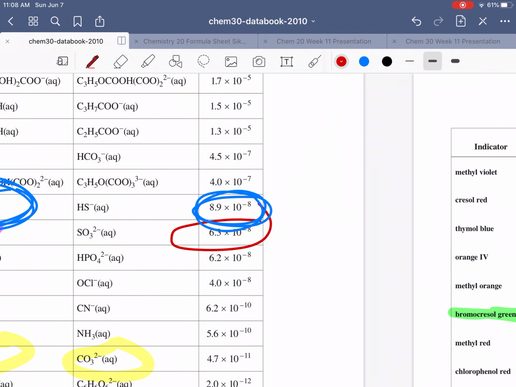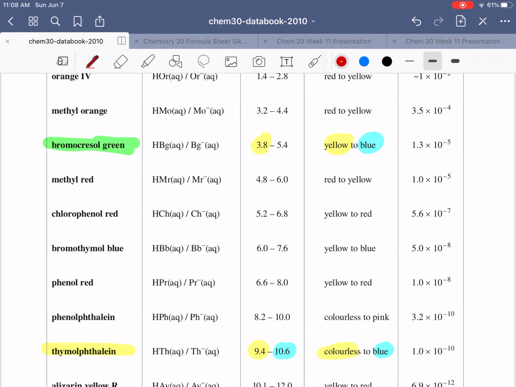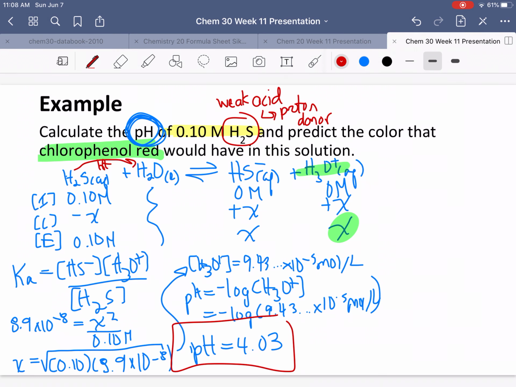So look at your data booklet, find that chlorophenol red, and it is right here. Okay, so here's chlorophenol red, and here's my range, 5.2 to 6.8, yellow to red. Well, we just got a pH of 4.03, right? So 4.03 is definitely less than 5.2. Therefore, if I stick this indicator into my solution, it'll turn yellow. It is that simple, guys. Right? And the indicator chlorophenol red will be yellow. That example is now finished.